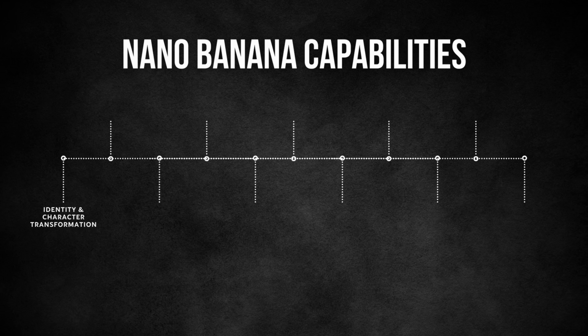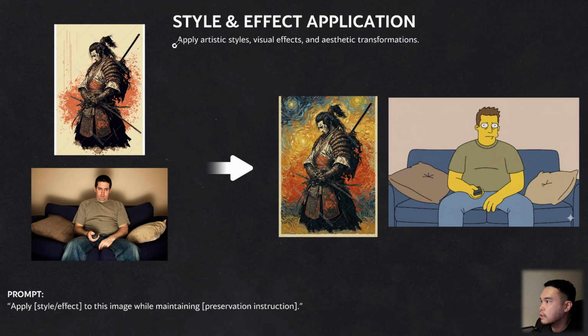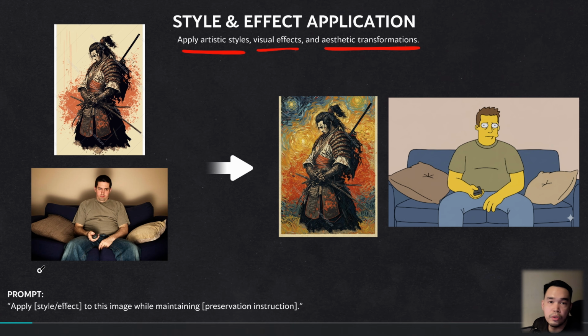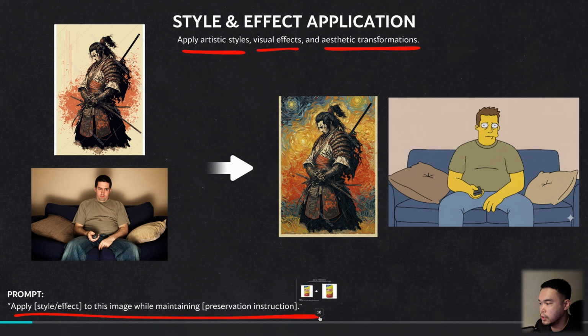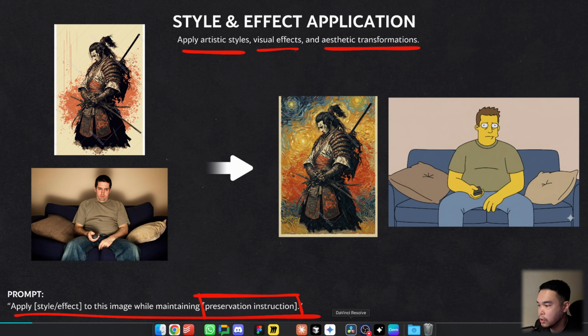But what if you want to change the artistic style while keeping the subject consistent? Then that's where we go to style and effect application. So Nano Banana can apply artistic styles, visual effects, and aesthetic transformations to any image. So you can just take any image you want and say apply the style or effect to this image while maintaining whatever it is you want to maintain. In most cases, this would be the subject of the image.